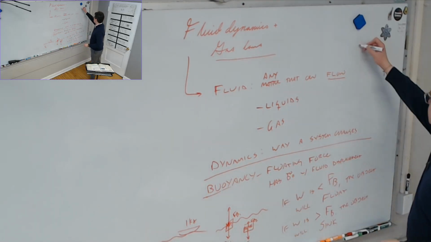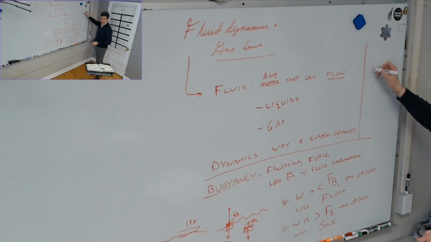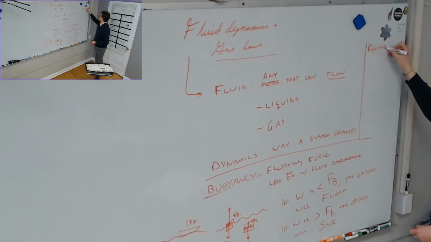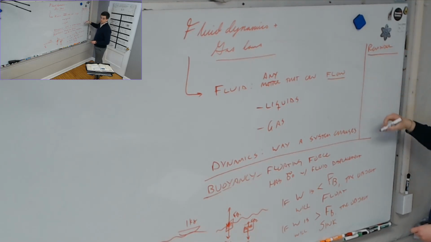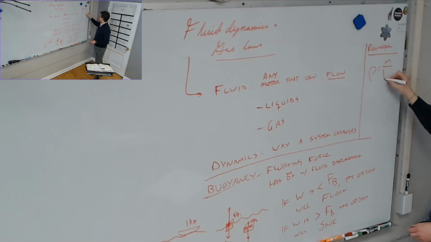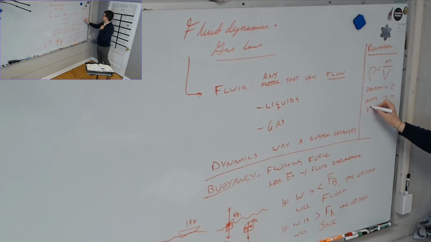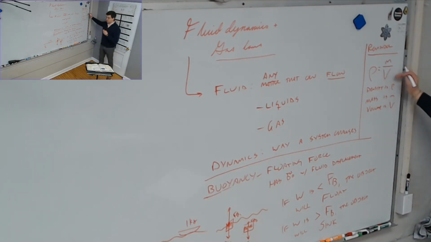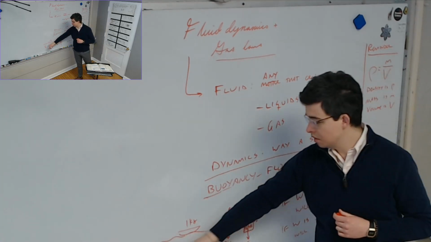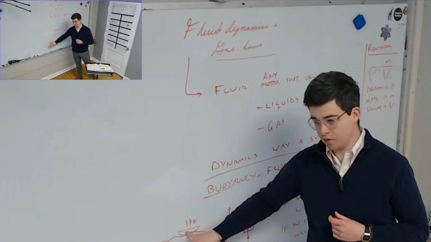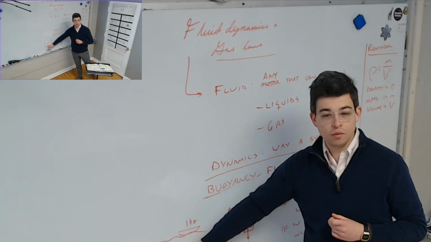That's the next thing. Let's talk over here. This is a reminder box, the freshman reminder for your little freshman brain box. Rho, the Greek letter rho, equals lowercase m over capital V. We're going to write the whole thing out again. Density is rho, mass is lowercase m, volume is capital V. So the greater the volume is, which of these two things has a greater volume? The block or the boat? Which one has the greater volume?